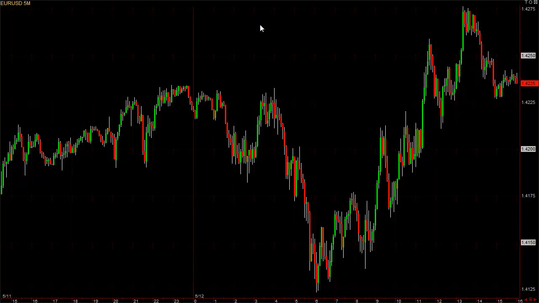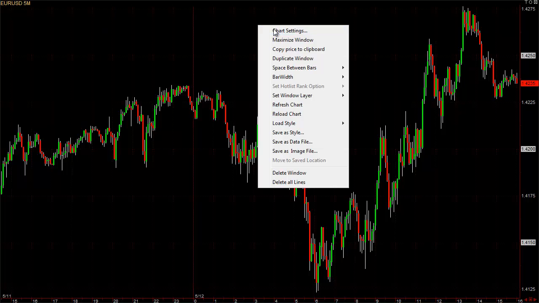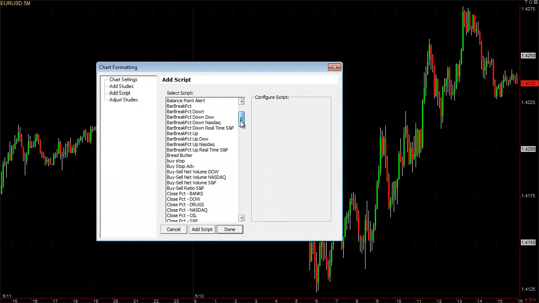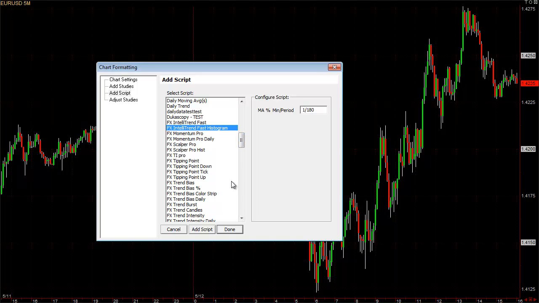To add this to your chart, you want to right-click on the chart, chart settings, add script, and go down to FX IntelliTrend Fast histogram, and it gives you one option to adjust in here, and this is the moving average percentage.